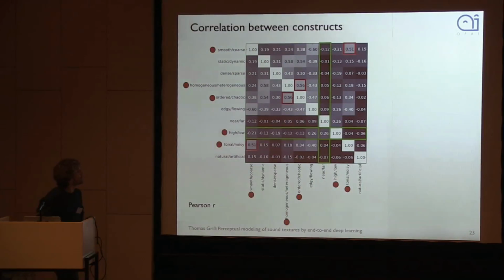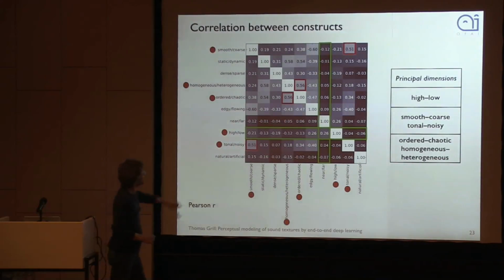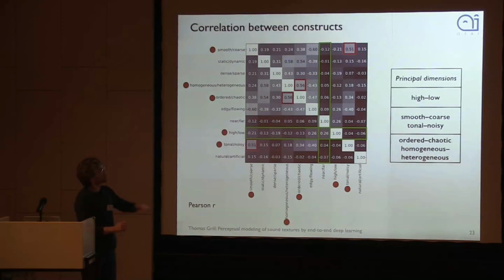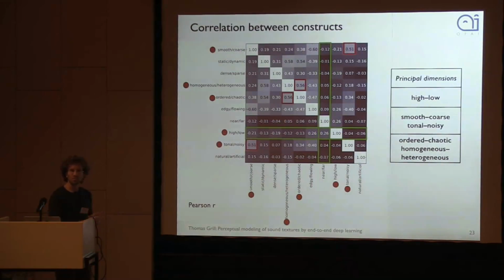We could see that there are actually 3 clusters. One stands out, it's high and low. That's kind of independent of the other qualities. Then there is an axis or a field that comprises smooth, coarse, and tonal and noisy, which could be related to pitchness, roughness, I would say. And the other principal dimension would be ordered, chaotic, and homogeneous, heterogeneous, which is basically a temporal thing. So this would relate to some kind of order or predictability in the sound.